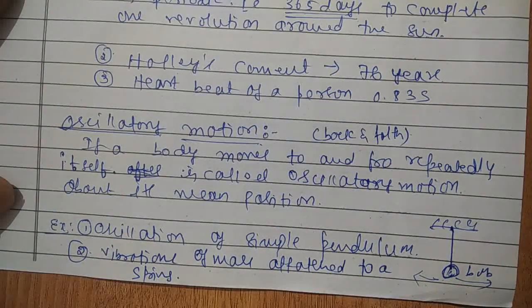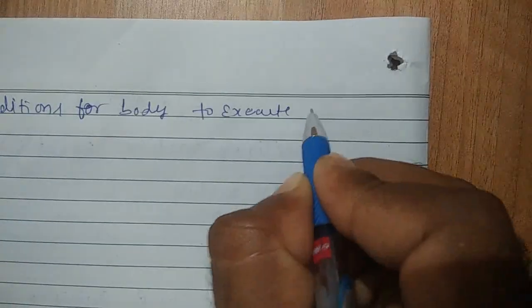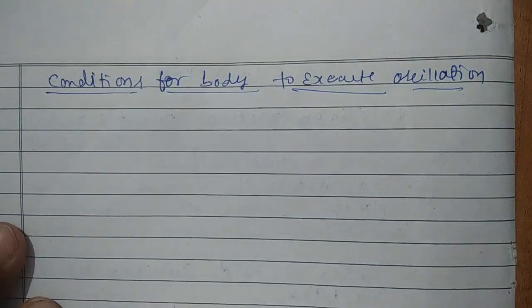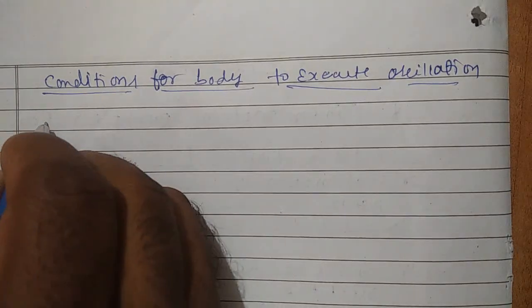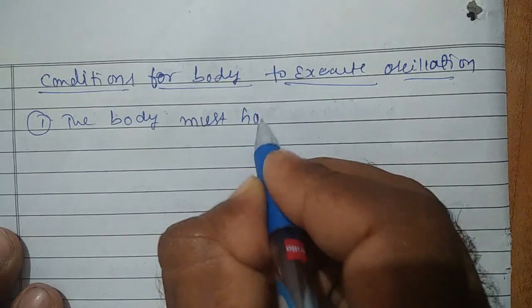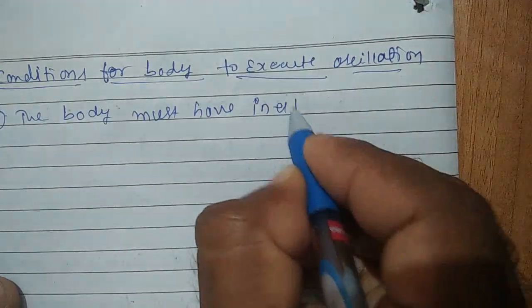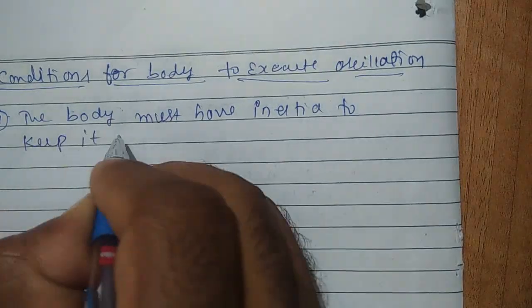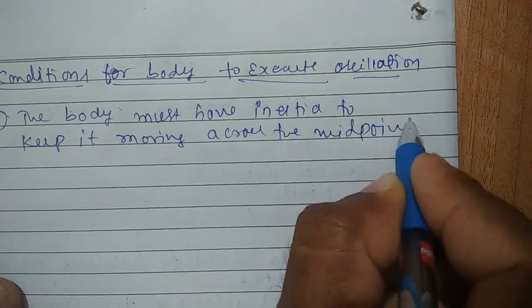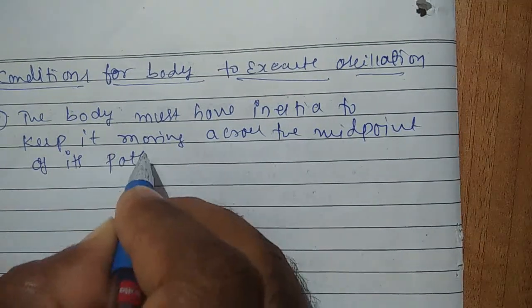So this is another example for oscillatory motion or oscillation. So as I said earlier, what are the conditions for a body to execute oscillation? Okay, so there are a few conditions. If those particular conditions are satisfied, then the body will execute the oscillation, that is oscillatory motion. So the first condition is the body must have inertia to keep it moving across the midpoint of its path. Okay, so this is the first condition.